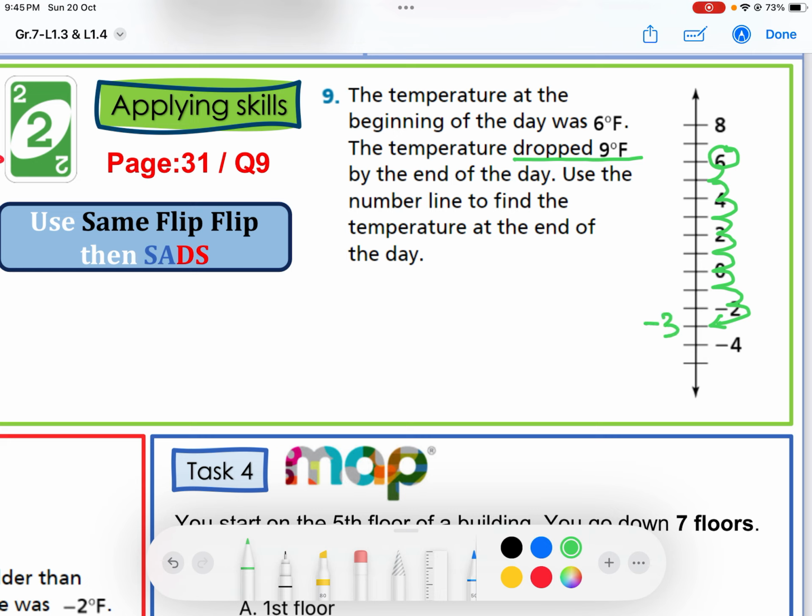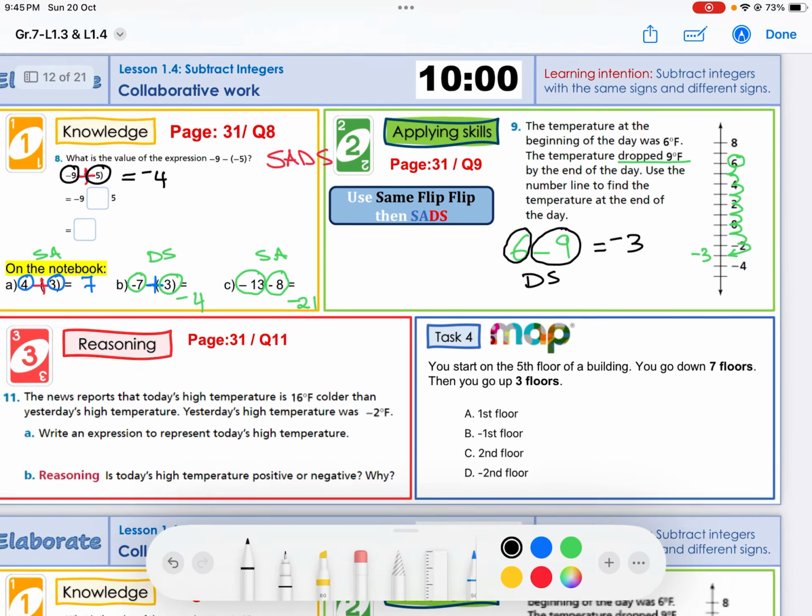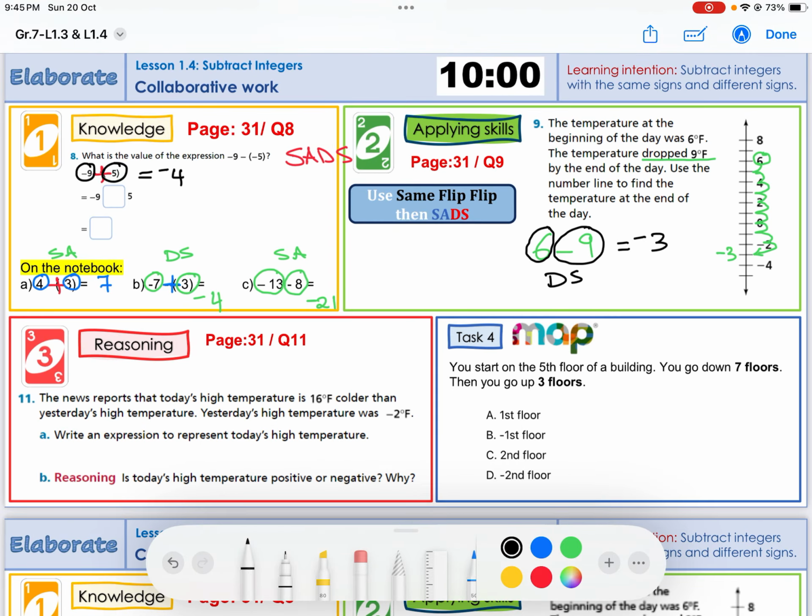But if I want to write a subtraction expression, how do I do this? I start with positive 6, then it dropped. That means negative 9. Okay? So let's apply the steps. Circle. This is positive. This is negative. I will apply different, subtract. 9 minus 6, that's a 3, and the sign will be negative because 9 is greater than 6. Okay, guys?